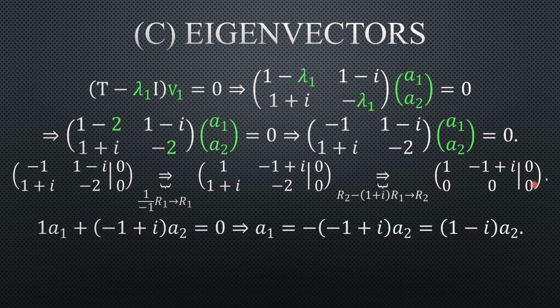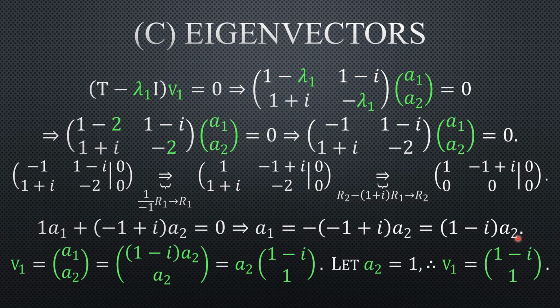Now what this says is that 1 times the first component of the vector plus -1 plus i times the second component equals 0. Solve that for the first component and we see that we get 1 minus i a sub 2. Easy enough. So the general solution then, once we substitute in the values for A1, is we get the vector of the form 1 minus i and 1 with some free parameter A2. Now this A2, we can just make it a convenient value and set it equal to 1, so that's what we do.